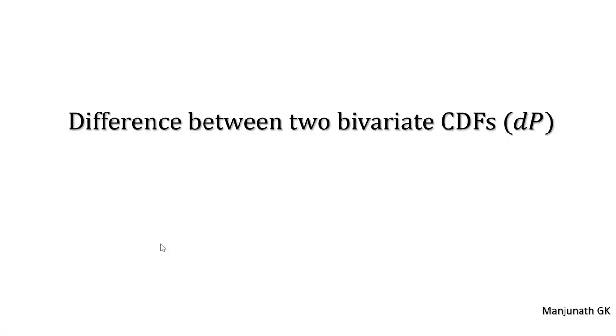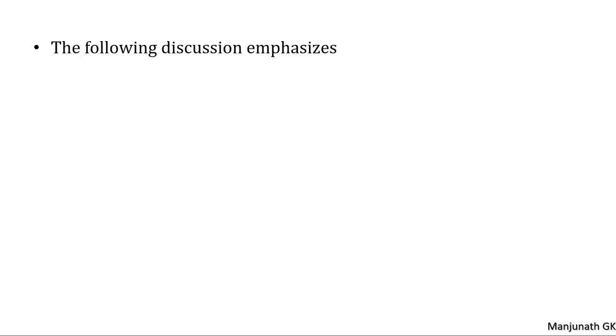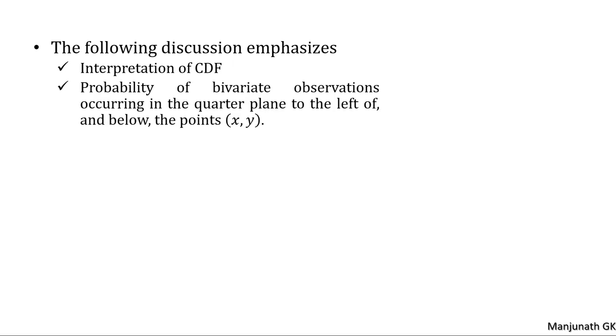Today we discuss the difference between two bivariate CDFs, denoted as dP. Today's discussion emphasizes the interpretation of the cumulative distribution function, that is, understanding a CDF. For this, one assumption should be made here: the probability of bivariate observations, also called a CDF, occurring in a quarter plane to the left of and below the point x, y.